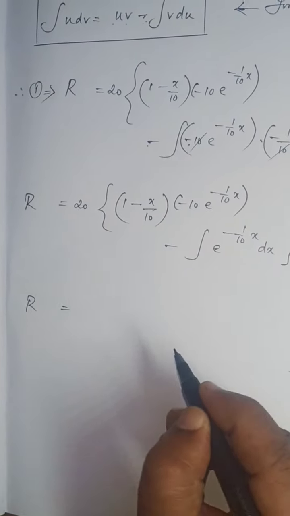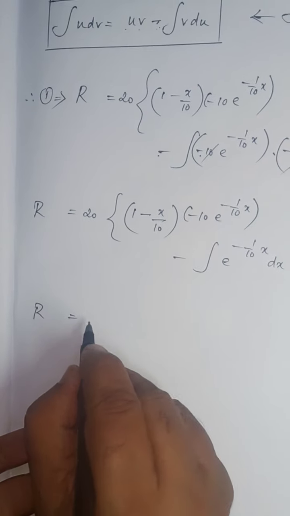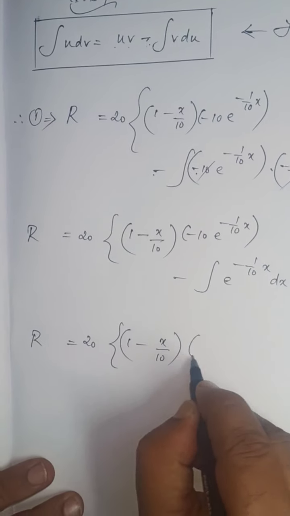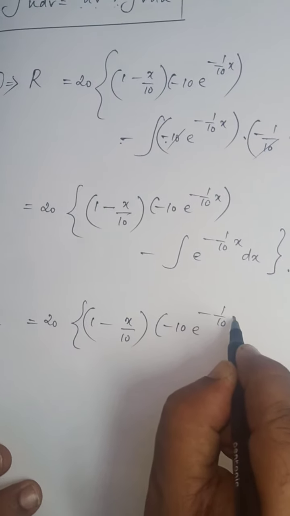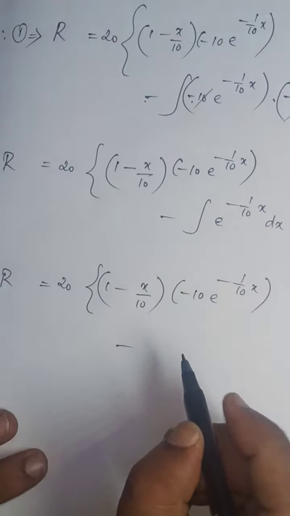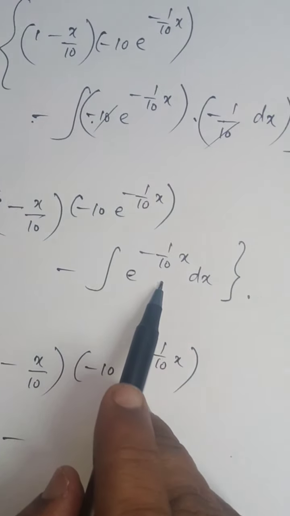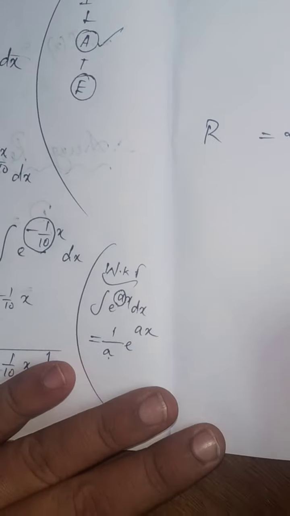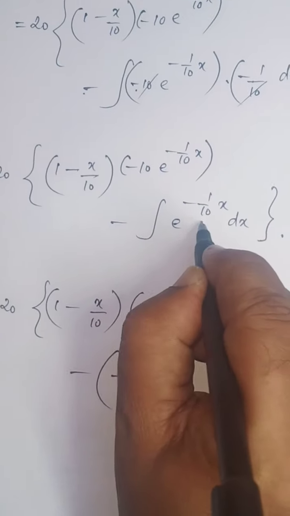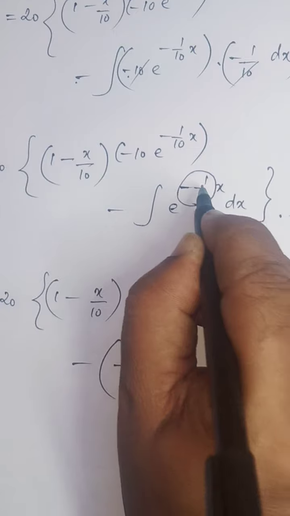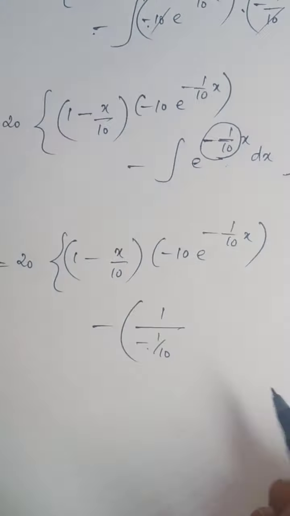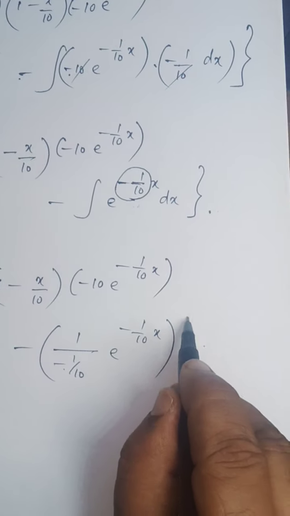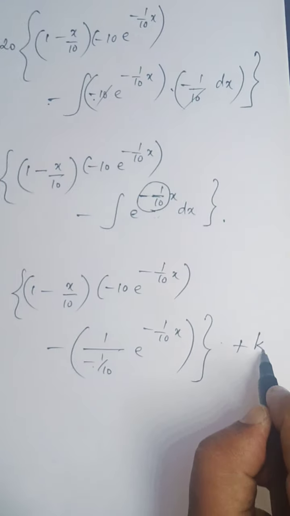R equals 20 into (1 minus x by 10) into minus 10 into e power minus 1 by 10 into x as it is. Now we have to integrate this one. We have to apply the same formula. Here it is 1 by a into e power ax, where a is the coefficient of x. What is the coefficient of x? Minus 1 by 10 into e power minus 1 by 10 into x. Once the integration is over, you have to introduce the constant k.